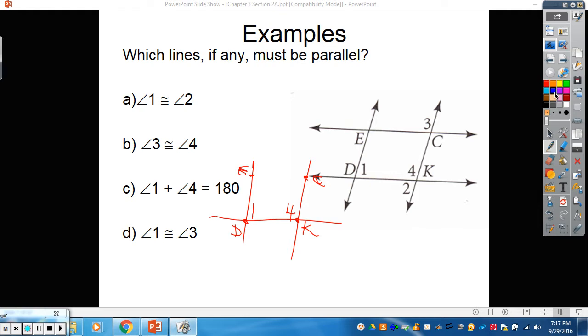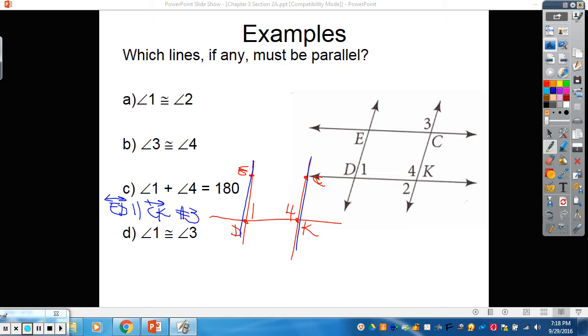Which ones are they? Well, I hope you see that DK is the shared line. Again, that's the transversal. And so as a result, these two lines here and here have to be the parallel lines. So I'm going to write down for letter C, ED is parallel to CK by number 3. Okay? Very good.